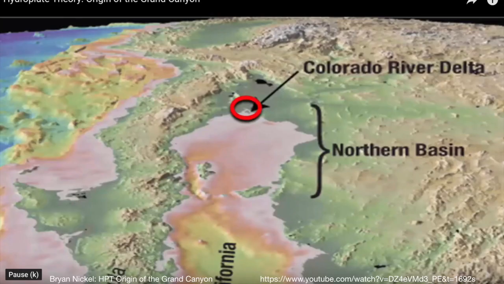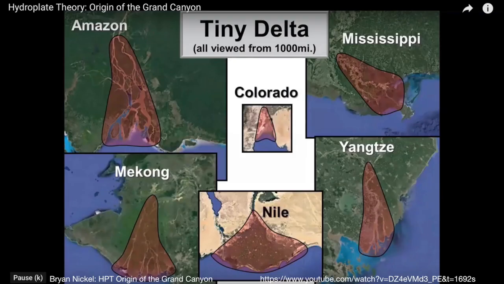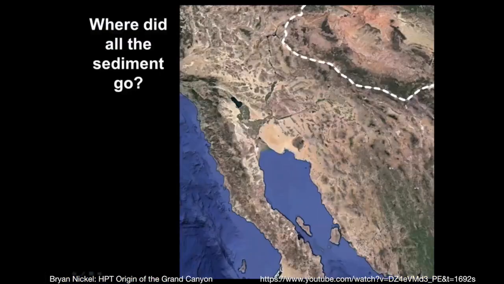And when you look at the delta of the Colorado River, it's small. There's not 800 cubic miles of it there. If that little river cut that canyon, it would have come down, mud by mud, but it would hit the ocean and it would stop, and you'd have a huge delta, but you don't have that. And so where did all the dirt go?